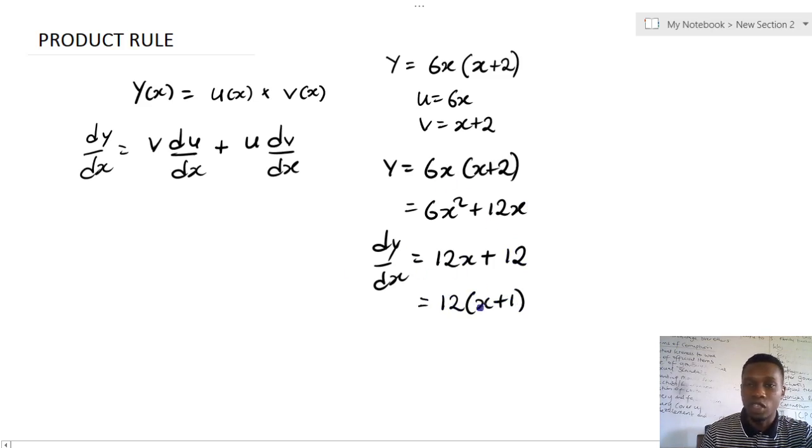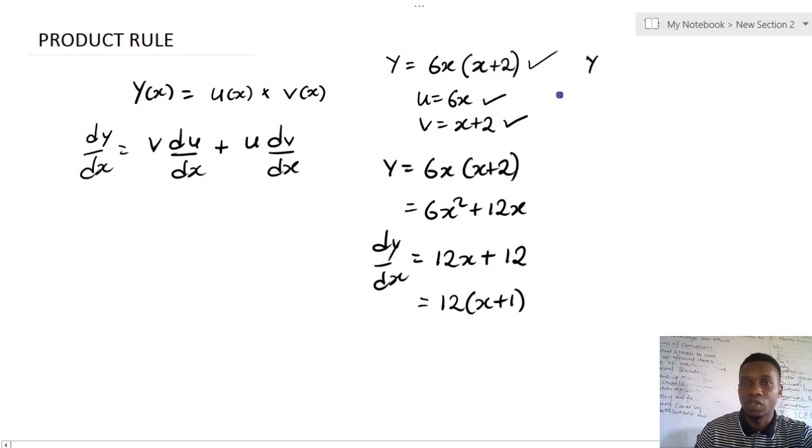Now this is the normal way of solving by opening the brackets, but most times they will give you questions that are very hard to expand. Therefore you need to use a rule to solve it, and that's why we have the product rule. So let me apply the product rule to this same question and see if we arrive at this answer. We have y as 6x (x plus 2), so our u is 6x and our v is x plus 2.